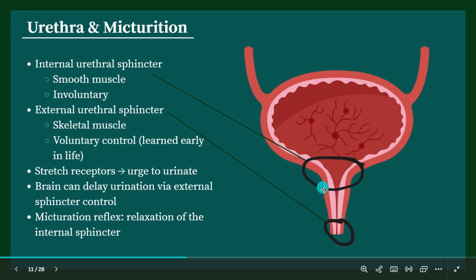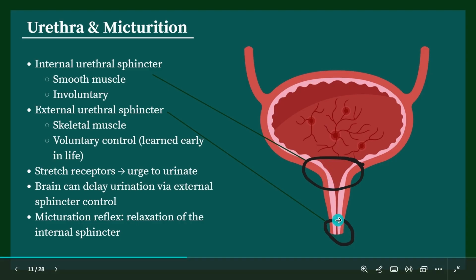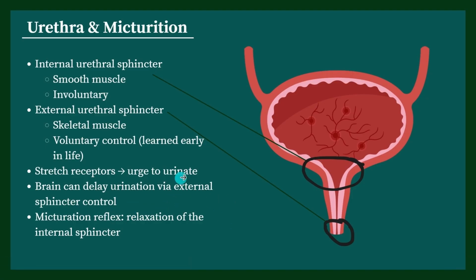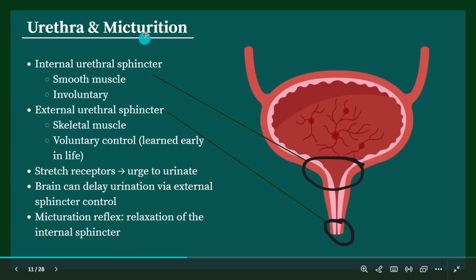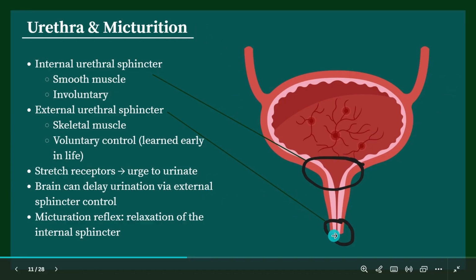But yeah, so there's a sequence of events that happens. First, the stretch receptors cause the internal urethral sphincter to open, and that's what causes it, called the micturition reflex. It causes us to need to use the bathroom as soon as possible. Micturition means urinating. That's the biological term for that. It means the relaxation of the internal sphincter.